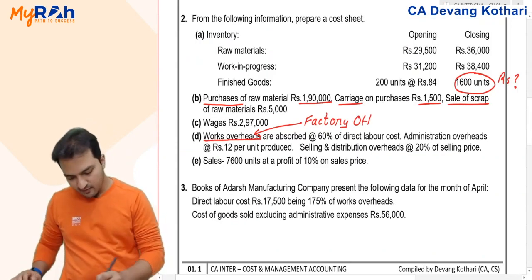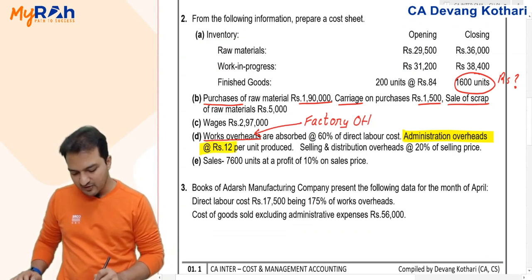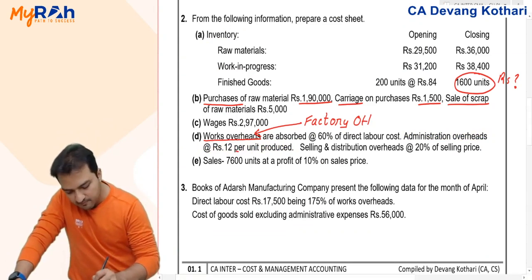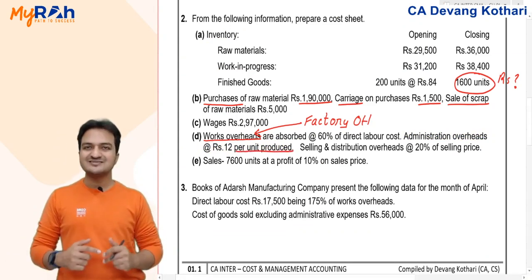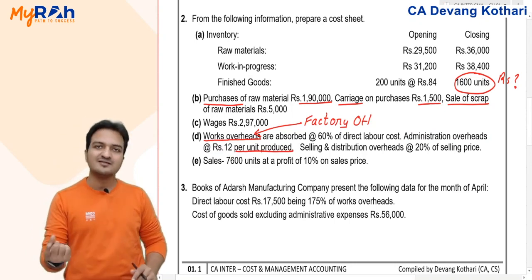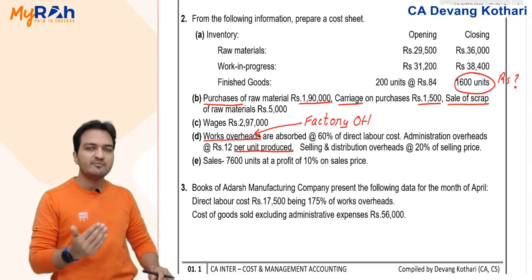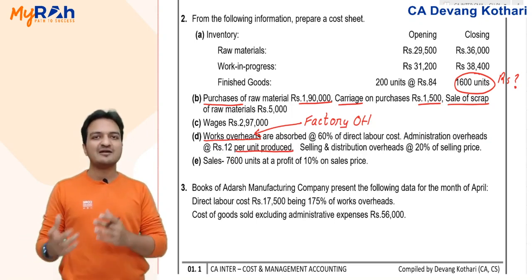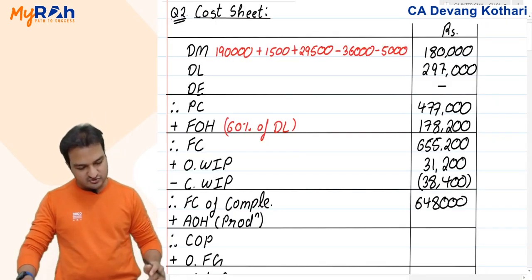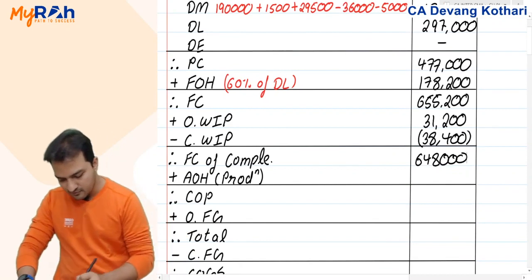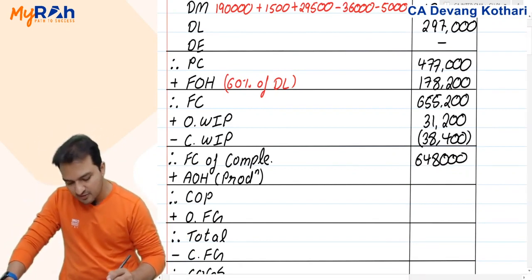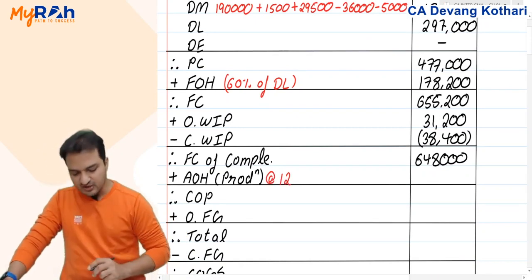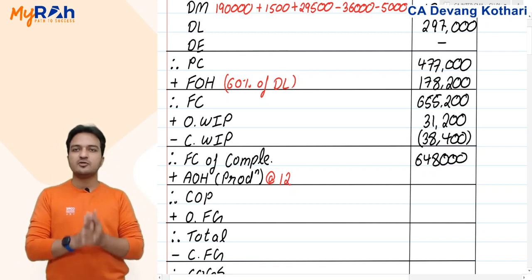Further, you are given admin overheads at rupees 12 per unit produced. So notice again, my admin overheads is also per unit produced. If admin overheads is given per unit produced, meaning this admin overheads is also related to production. It is not a general admin, rather it is admin related to production. So yes, this admin will come over here. I'll just write down the rate that they have given. It is 12 per unit produced.